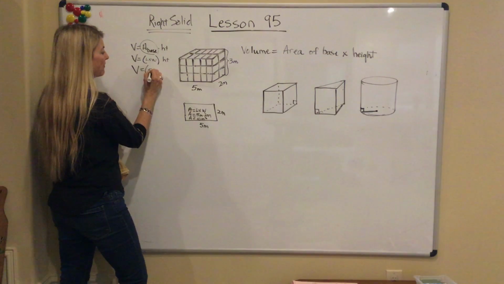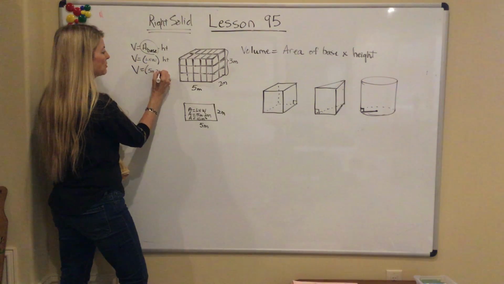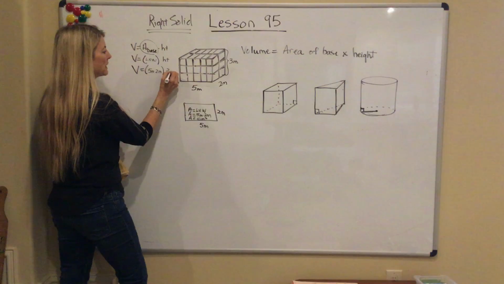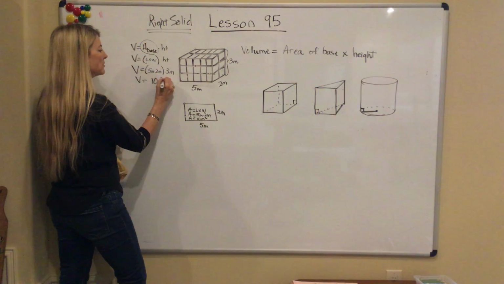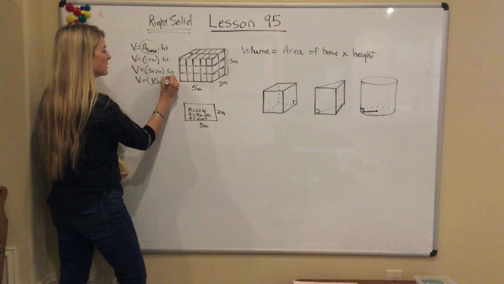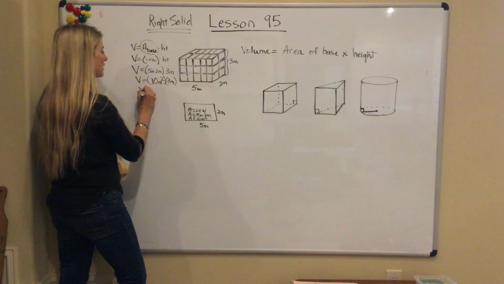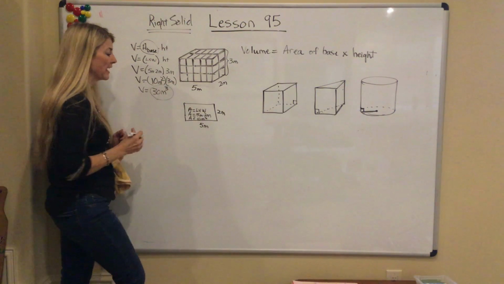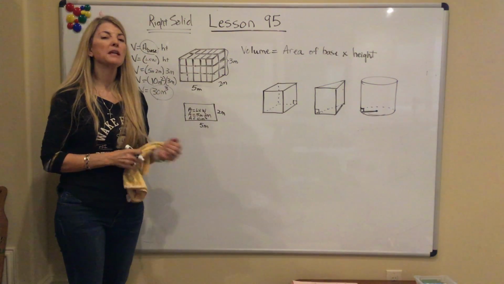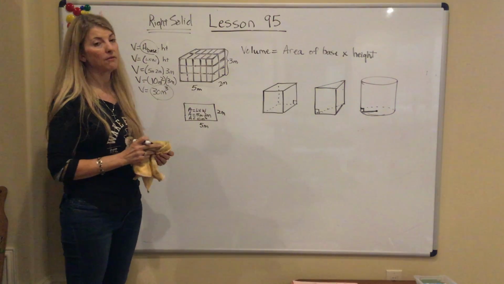So there you would have 5 meters times 2 meters times 3 meters. Do what's in the parentheses first. 10 meters squared times 3 meters. And it would equal 30 meters cubed. Okay? And you always have cubic units when you're working with volume.